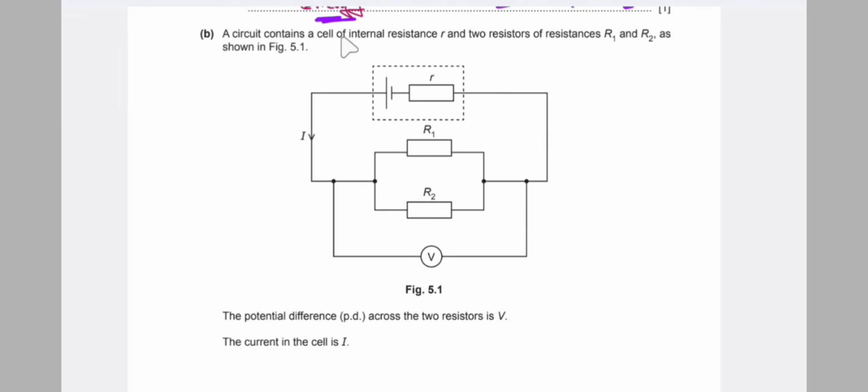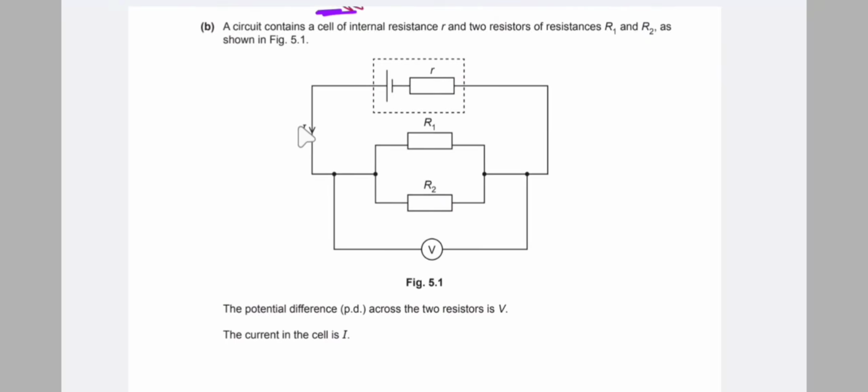A circuit contains a cell of internal resistance r and two resistors R1 and R2 as shown in figure 5.1. The potential difference across the two resistors R1 and R2 is V. The current in the cell is I, so the current entering the junction is I.